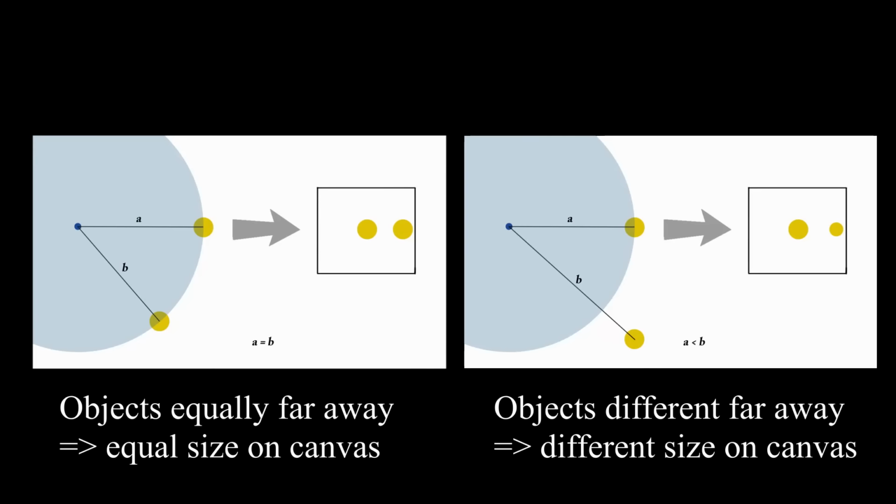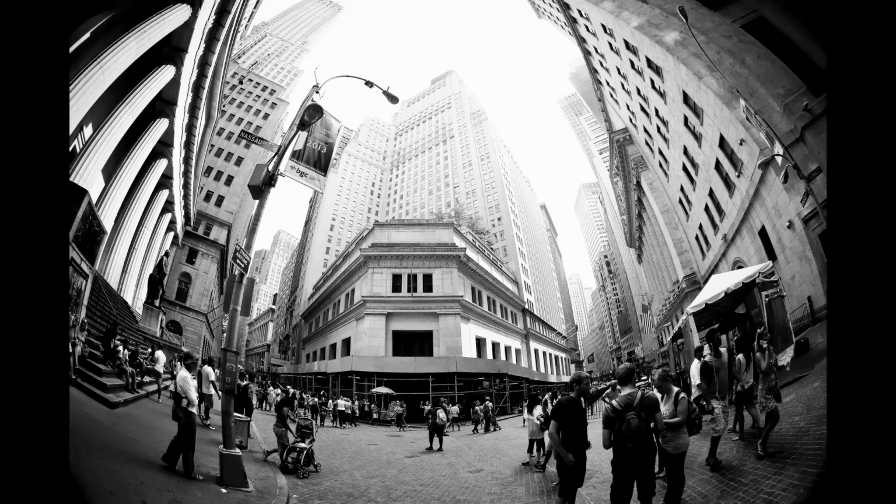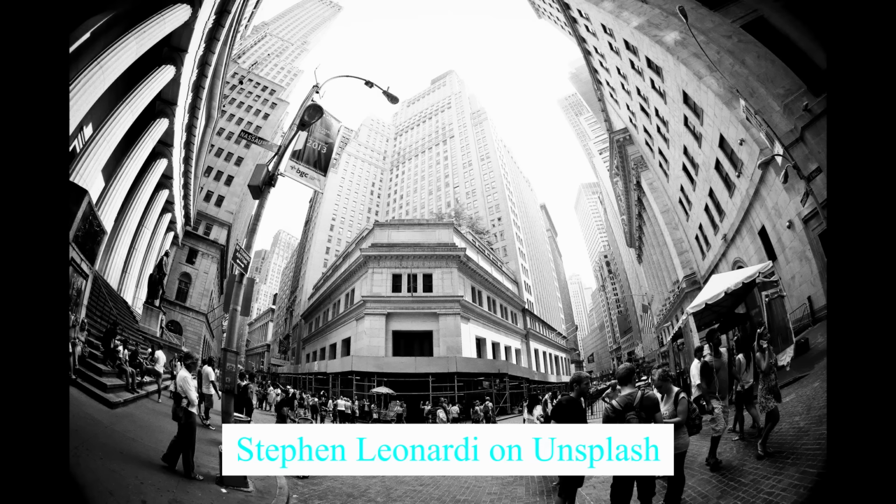In conclusion, the reasonable sounding demand for an object's size on the canvas, only depending on its real size and distance to the viewer, leads to skewed lines. And this perspective is a fisheye perspective. Here are some examples of fisheye perspectives.